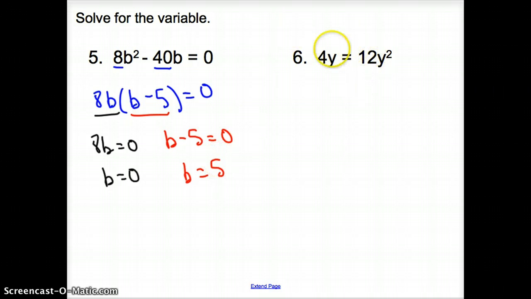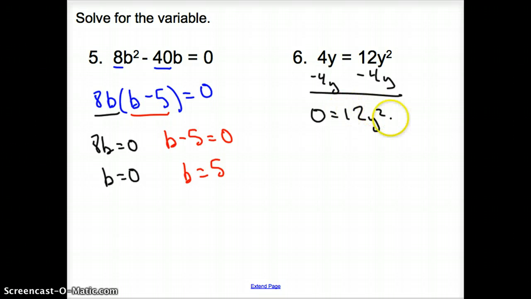Now how about in number 6? Here we do not have anything that equals 0. Well, can we get our y's to the same side to equal 0? Well, what if I subtract 4y from both sides? Now we have 0 equals 12y squared minus 4y. Because 4y minus 4y is 0, and now I have all my y's on the same side. Well, doesn't this problem just turn into something like this? Absolutely, 0 is just on the other side.